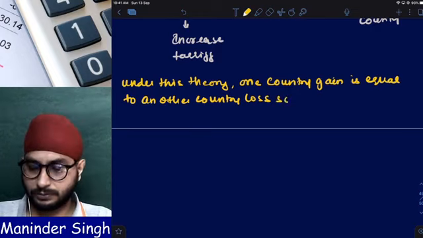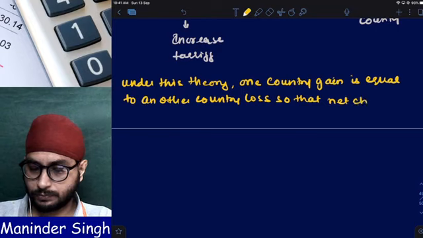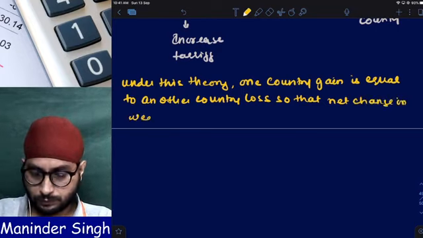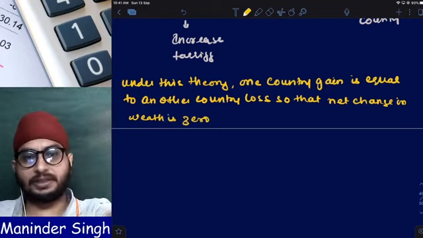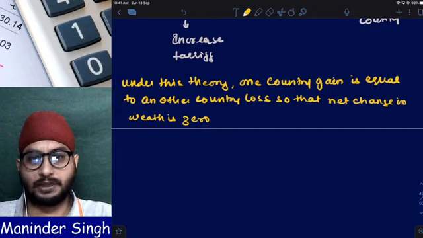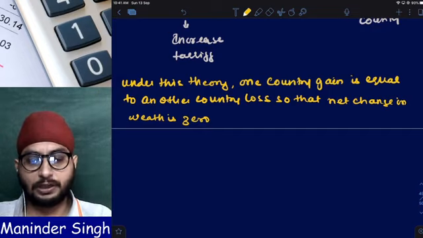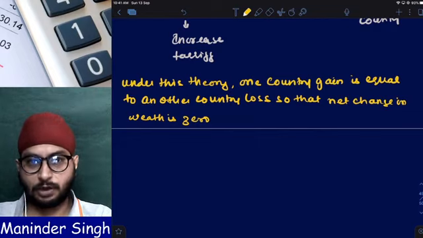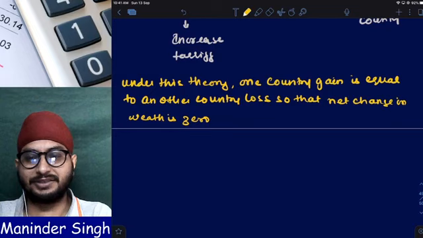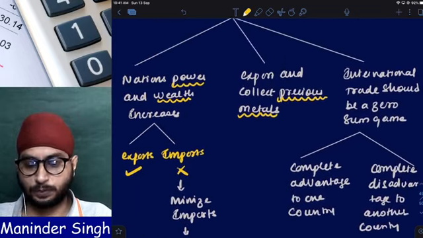So the net change in wealth is zero. Clear? One country is at a benefit, one country is at a loss. Your benefit and my loss are equal. When your benefit and my loss are equal, it means, in simple words, that it is a zero sum game. Clear? I hope you understood.